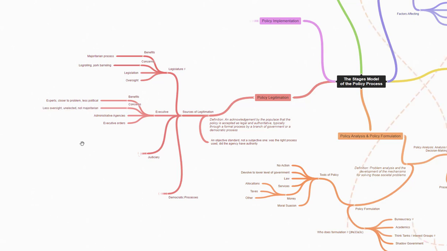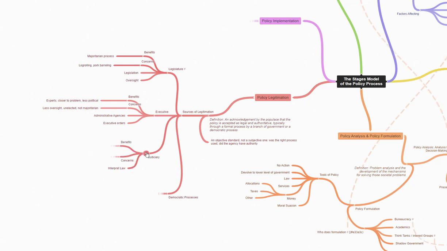But there's concerns with that, right? There's a little less oversight. These are typically unelected people. There's not a majority vote kind of a system here. And so it's not quite as open, it's not quite as democratic as having a legislature do it.